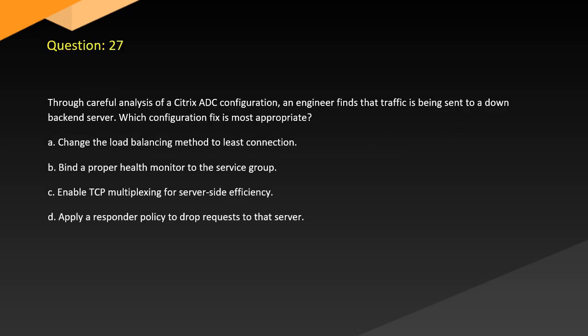Question 27. Through careful analysis of a Citrix ADC configuration, an engineer finds that traffic is being sent to a down backend server. Which configuration fix is most appropriate? A. Change the load balancing method to least connection. B. Bind a proper health monitor to the service group. C. Enable TCP multiplexing for server-side efficiency. D. Apply a responder policy to drop requests to that server.